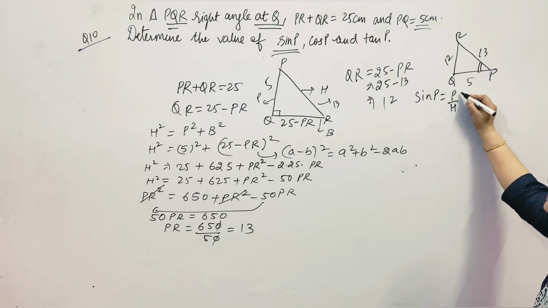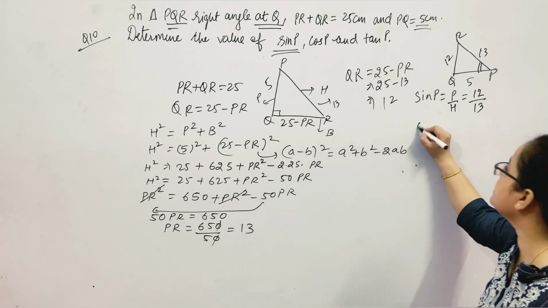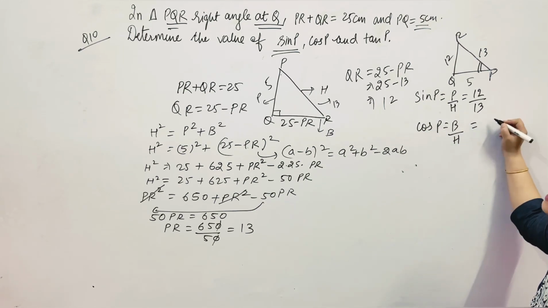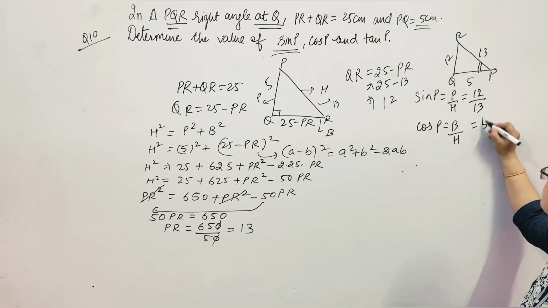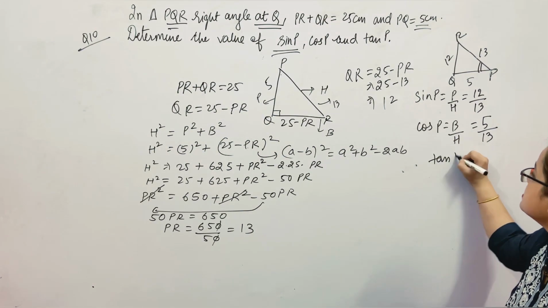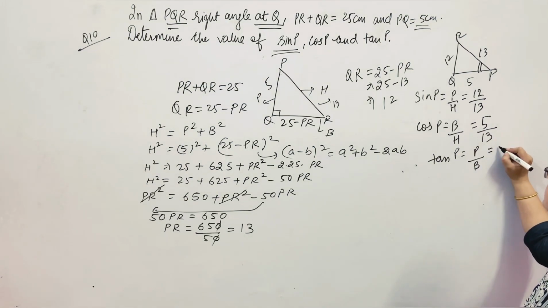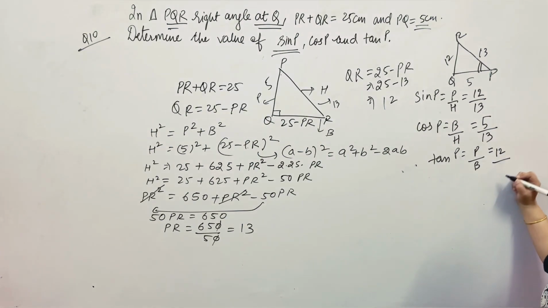Sin P is what? Perpendicular over hypotenuse, that means 12 over 13. Similarly, cos P, base over hypotenuse, that is, base is what? 5 over 13. And tan P is perpendicular over base. Perpendicular is 12 and base is 5. Hope you understood this.